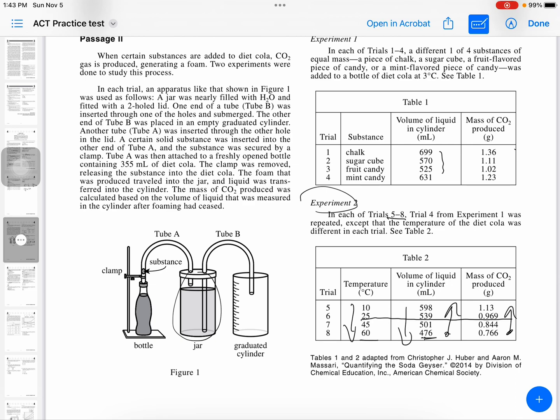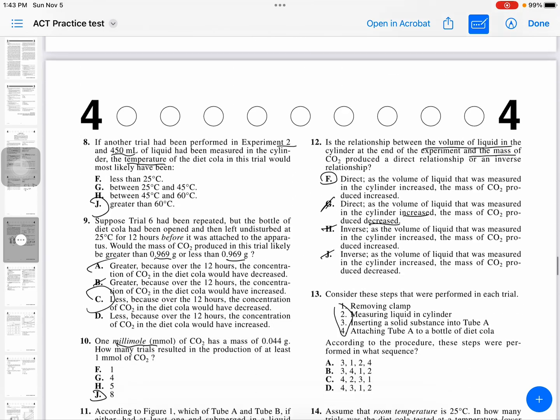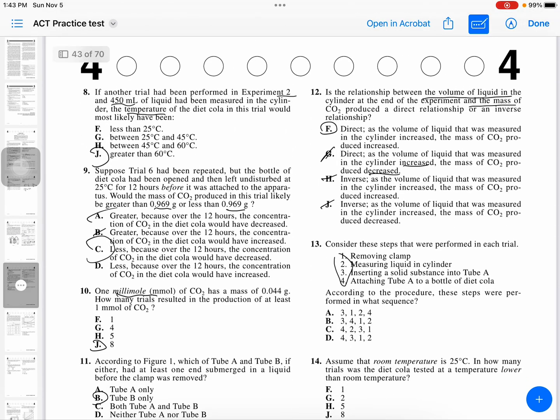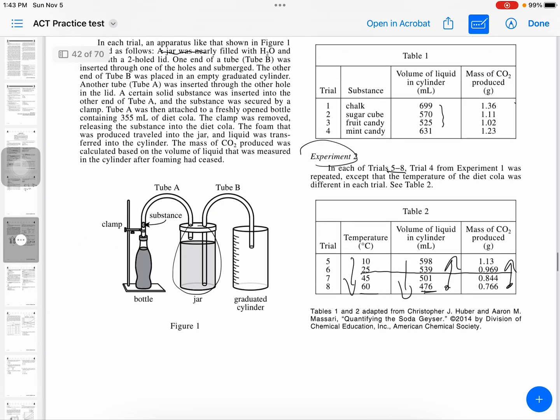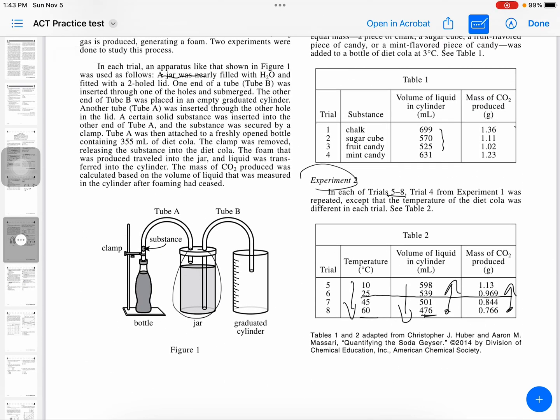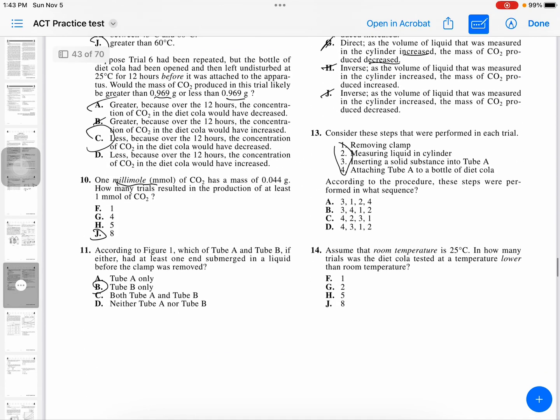Okay, the jar was filled. Removing the clamp, measuring the liquid, inserting it, attaching the tube. One holds the other end of the tube placed in an empty graduated cylinder. A certain solid substance inserted into the tube. Inserting a solid substance into tube A. That's the first one.